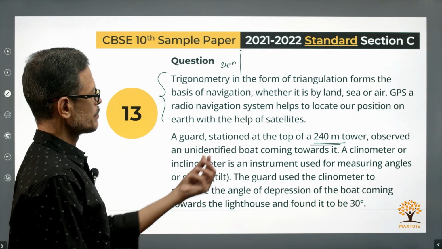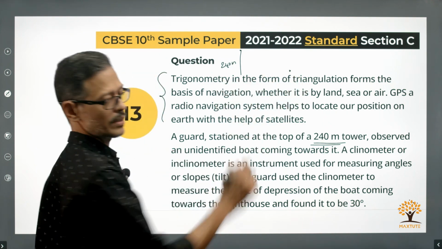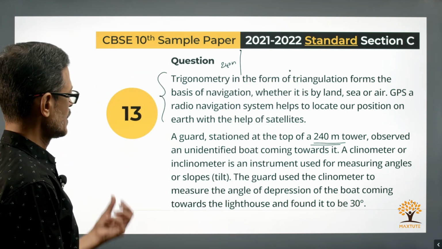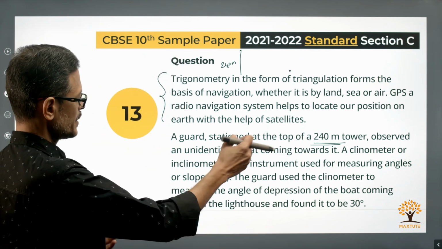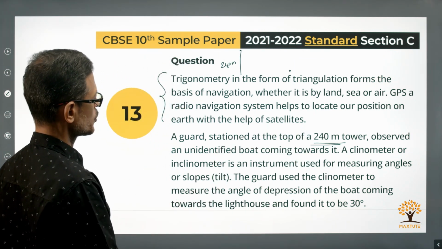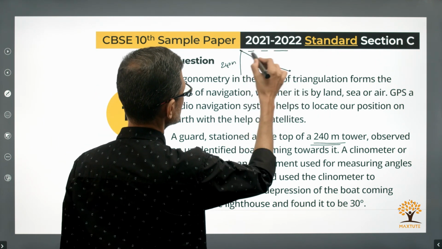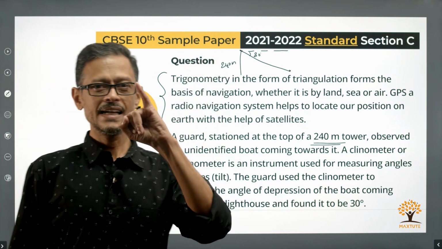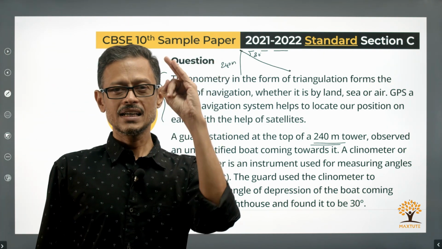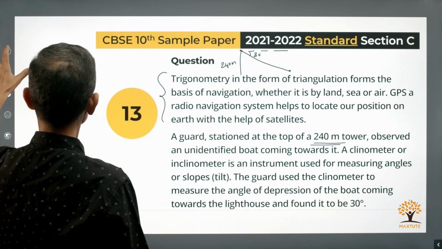Observed an unidentified boat coming towards it. The boat is somewhere here, unidentified boat. He is seeing the boat moving towards this tower. A clinometer or inclinometer is an instrument used for measuring angles. The guard used the clinometer to measure the angle of depression to be equal to 30 degrees. So this angle that he has measured is equal to 30 degrees. So this is the data we have. Height of the tower is 240 meters. The angle of depression of this boat from the tower is equal to 30 degrees, right?